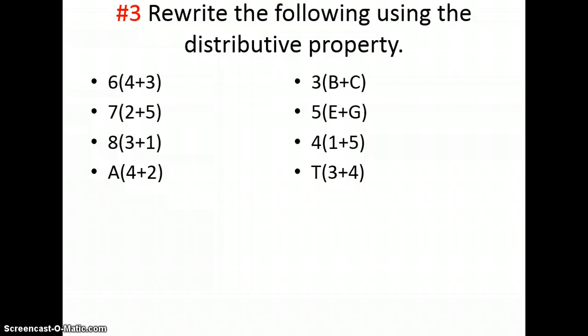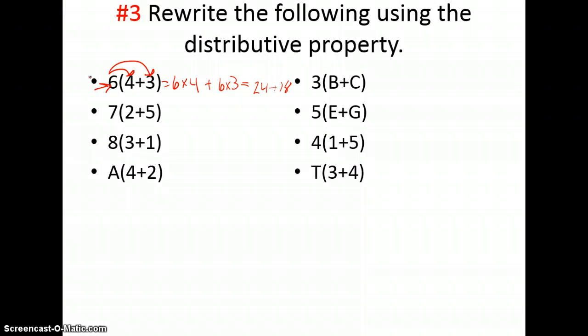Now it's your turn. In the work section of your notes, rewrite each of these following expressions 2 different ways using the distributive property. So for example, in the first one, I would do 6 times 4 plus 6 times 3. That would be one expression. And my second expression would be 6 times 4 is 24 plus 6 times 3 is 18. So there are my two different expressions using the distributive property to represent that first one.